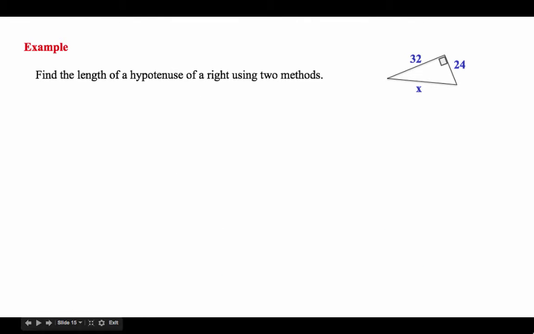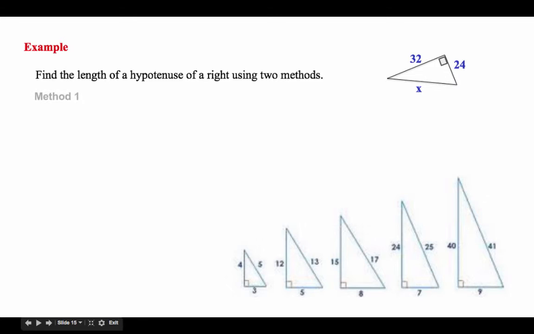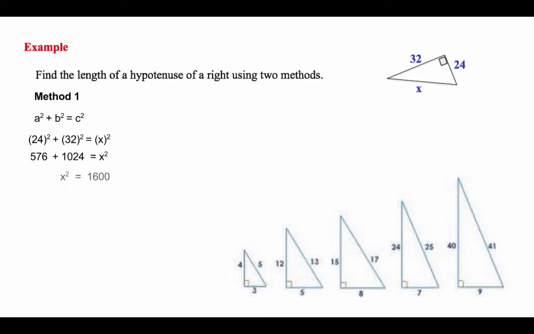Alright, let's look at an example. Find the length of the hypotenuse of a right triangle using 2 methods. Should say right triangle, ignore that. Alright, method 1 is what we already know. That's a squared plus b squared equals c squared. We're going to plug in our givens, square the 2 legs, add 576 plus 1024 to get 1600.